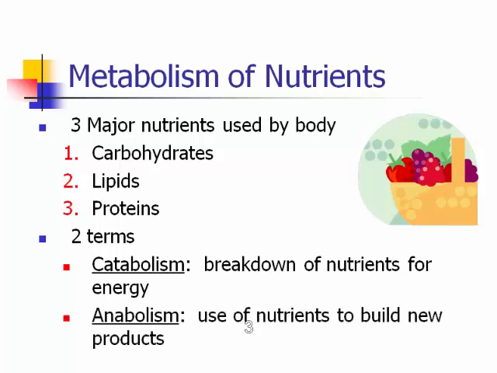Okay, and this word you also accent the second A, so it's anabolism. It's the use of nutrients to build new products. You may have heard the word anabolic, like anabolic steroids, which are like testosterone, but this word is anabolism. Okay, say anabolism. All right, good.